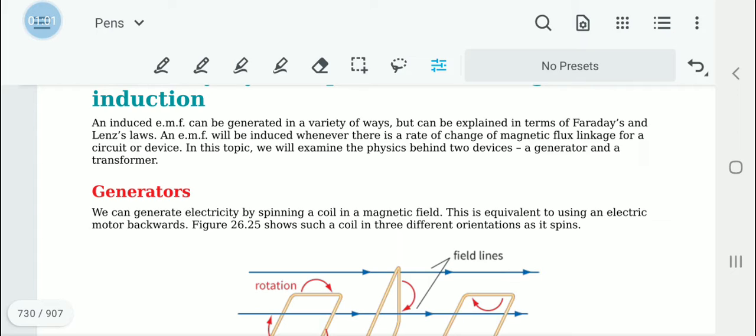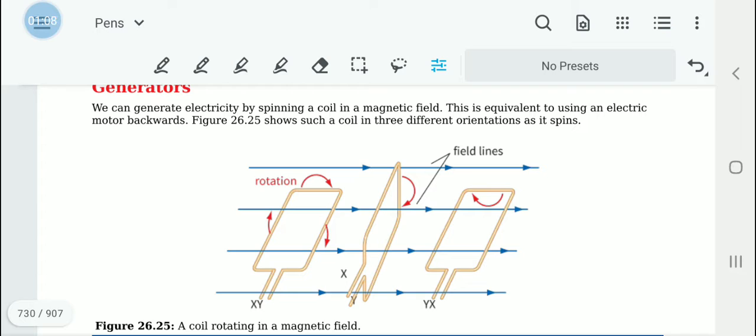So now we are going to look at a generator and a transformer to find out how the EMF is generated. Now we can generate electricity by spinning a coil in a magnetic field. This is something that you have learned in O levels, how this is done. This is the reverse of an electric motor. So what we do is we spin a coil in a magnetic field, and that results in an electric current.